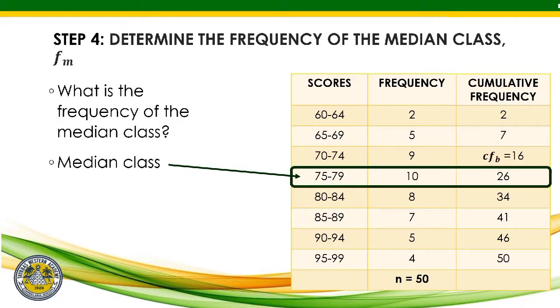For step 4, determine the frequency of the median class. So, what is the frequency of the median class? As you would notice, the frequency of the median class is 10. So, therefore, we have 10 as the frequency of the median class.